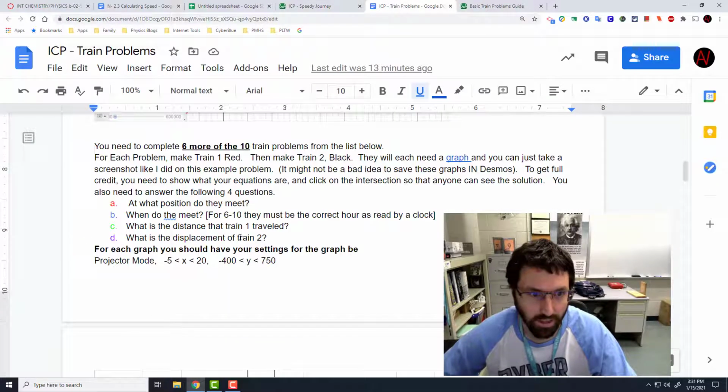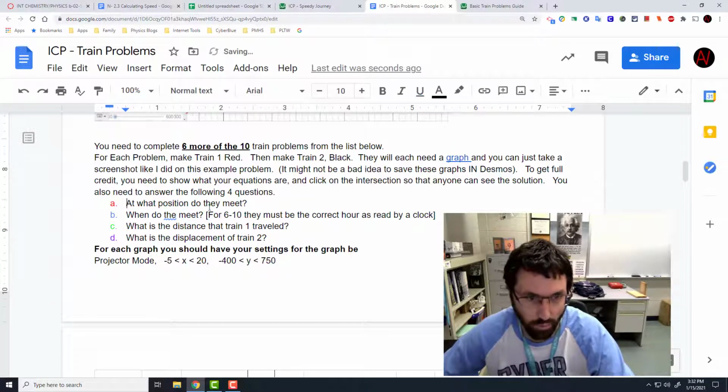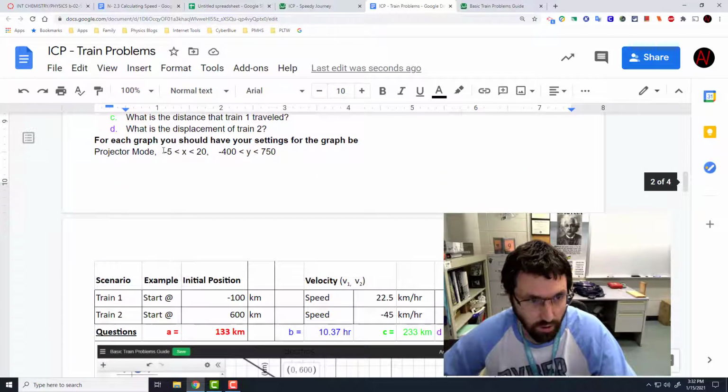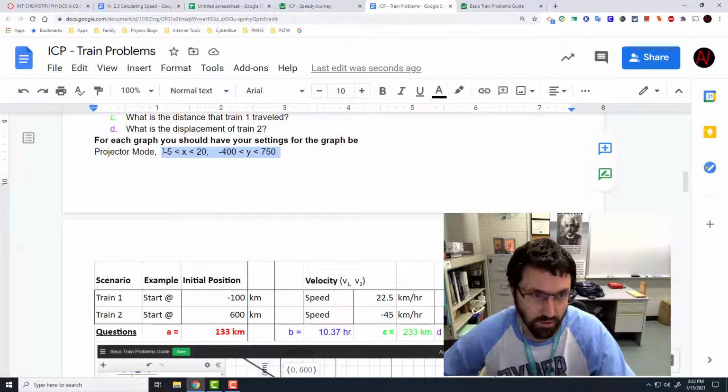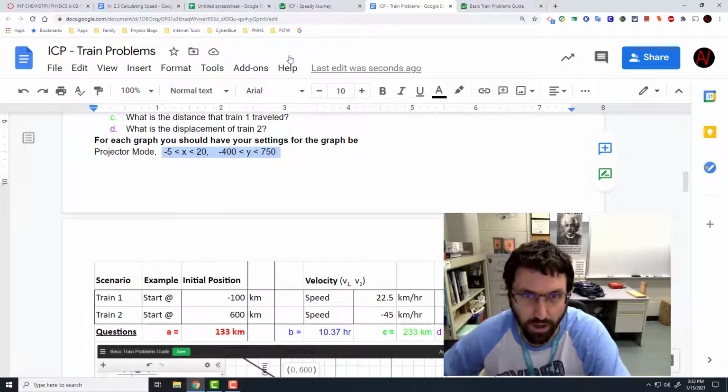We have to answer 4 questions based on the setup. What position do they meet at? When do they meet? What time is it? What distance did train 1 travel, and what's the displacement of train 2? We always need to use these settings for all of our graphs. If you use these settings on the projector, then you'll be able to get all the information.